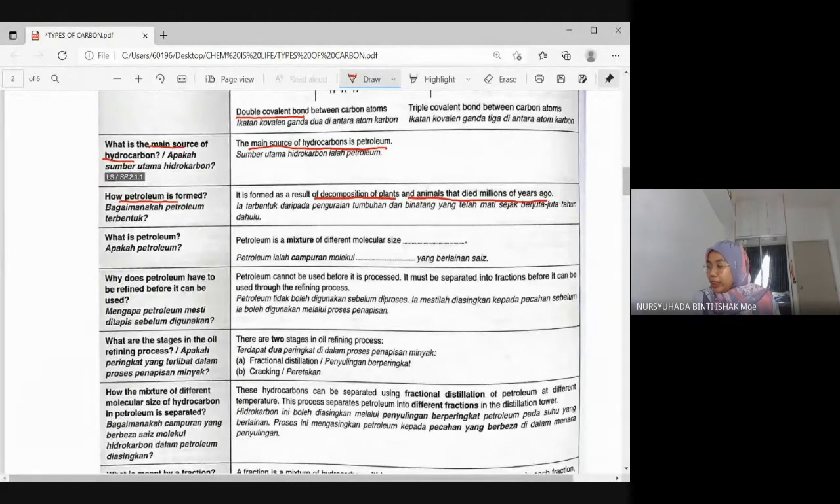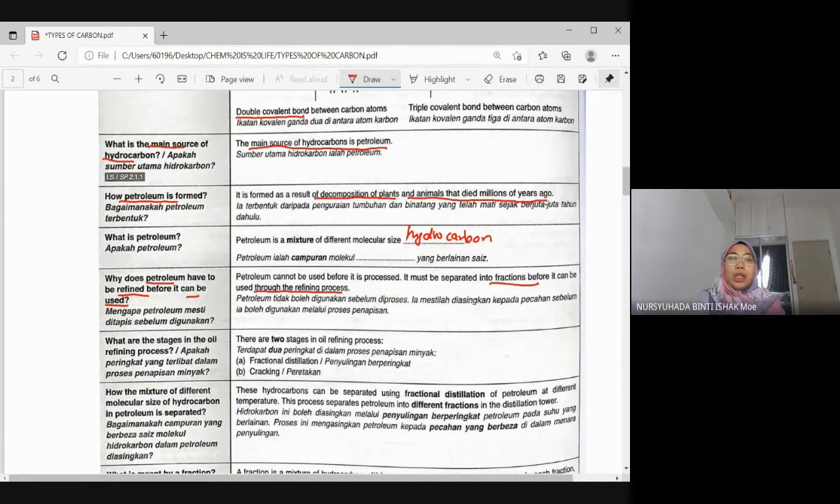Okay, petroleum is a mixture of different molecular size of hydrocarbon. Okay, petroleum adalah campuran molekul hydrocarbon yang ada different size. Okay, why does petroleum have to be refined? Kenapa kita kena refine before we can use it? Because petroleum cannot be used before it is processed. Kita must separate it into fractions before it can be used through the refining process.